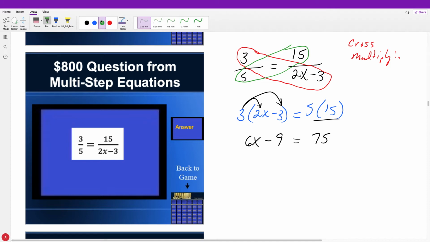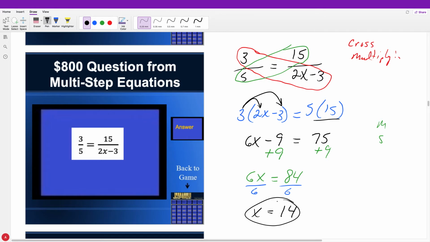Once I do this, I'm going to have just a regular multi-step equation that we know how to solve. We see that we have multiplying and subtraction being done to our variable. We need to get rid of the subtraction first. We know the inverse of subtraction is addition, so I'll add 9 to both sides. Now 6x = 84. Then to get rid of our multiplication, we need to divide each side by 6. So now I get x equal to 14, so x = 14 is our final answer. And if we want to, we can plug it back in to check to see if this works.